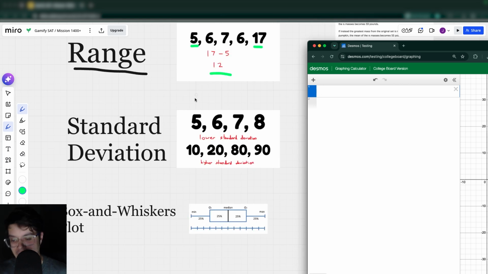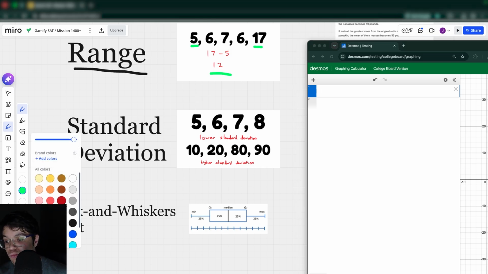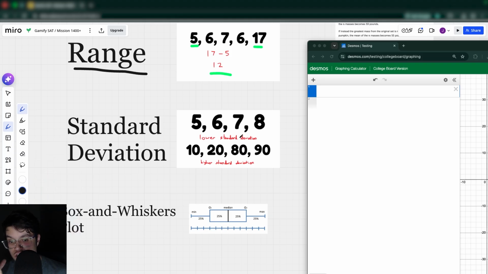Standard deviation. Okay, now let's go to some stuff that is a bit harder that you can use Desmos for, but not too bad. What standard deviation is, is the spread of a set of data. So thinking about this, this set of data would have a lower standard deviation than this one. Why would that be the case? Well, because in this one, they're all pretty close together. 5 is only 3 things away from 8. And 6 and 7 are pretty close, 6 and 5 are pretty close, 6 and 8 are pretty close, all that. 3 is the farthest distance of any 2 numbers in this data set.